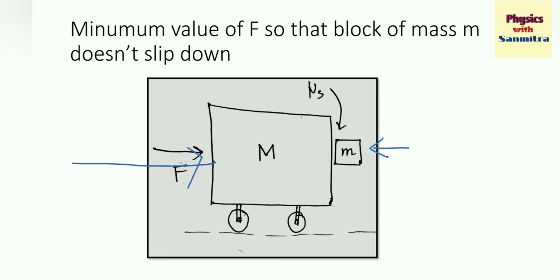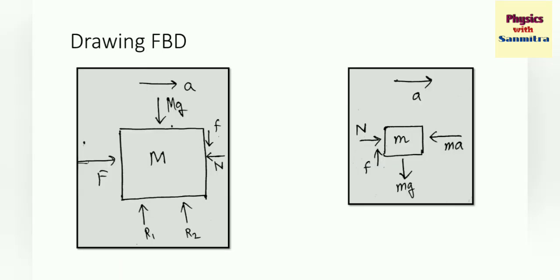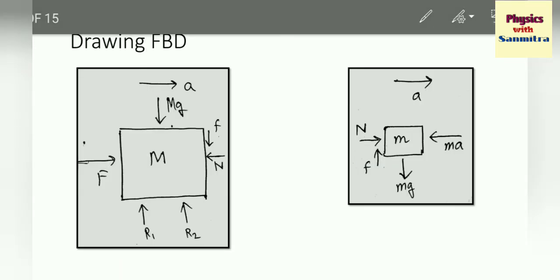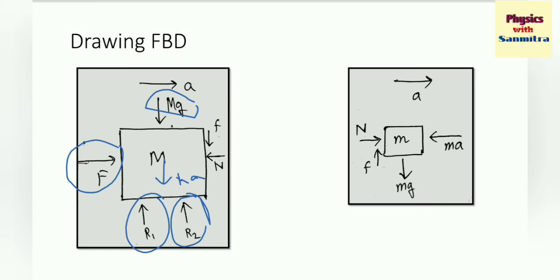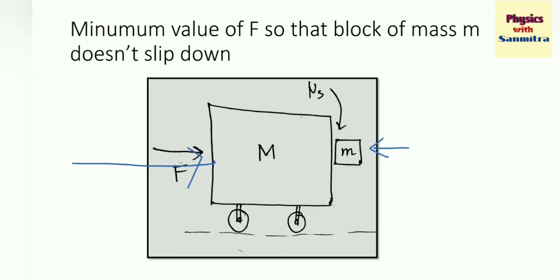See, drawing the free body diagram, this is F, the F which you are applying, and there will be mg. Mg will act from the center of the mass. Anyways, these are the two reactions from the two wheels, and this block M is in contact with this small mass m.